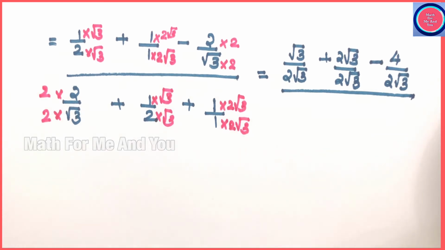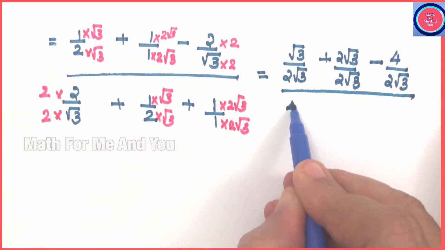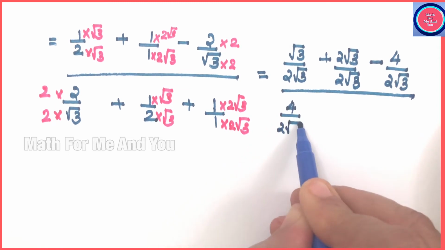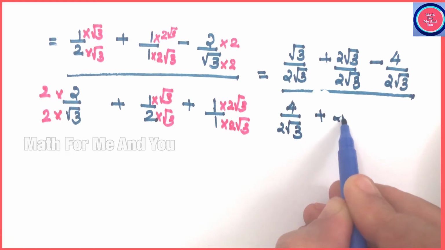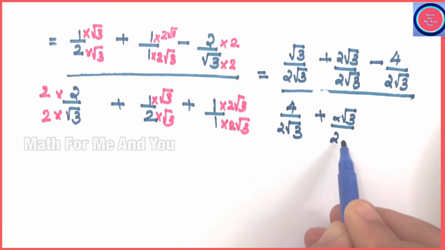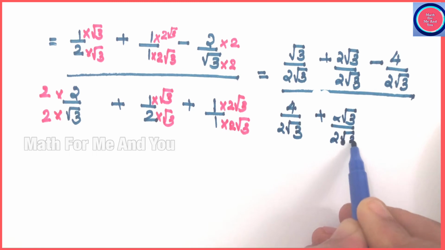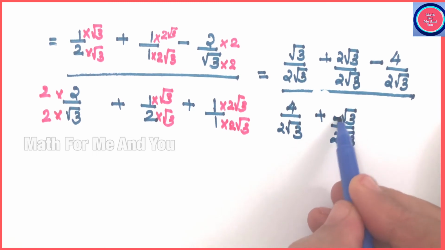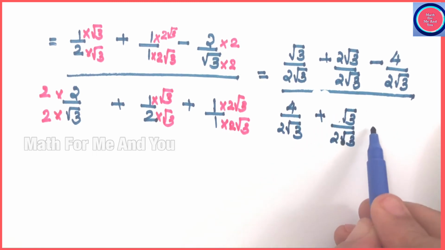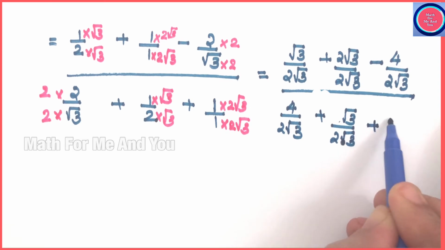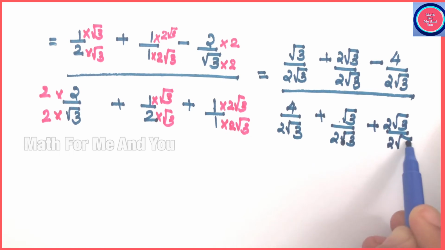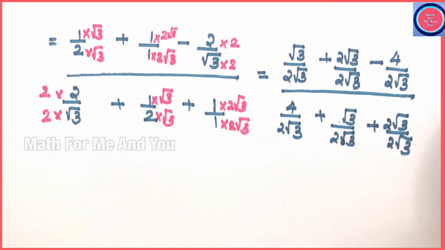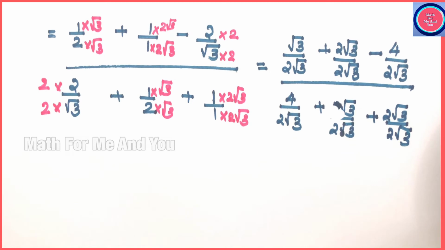First fraction becomes 2 times 2, 4 by 2 root 3. Plus second fraction becomes 1 times root 3 is root 3 divided by 2 root 3. Third fraction becomes 2 root 3 divided by 2 root 3. And now we can see in the numerator and denominator, all the terms have the same denominator 2 root 3. Since the fractions have the same denominator, we can do addition or subtraction.